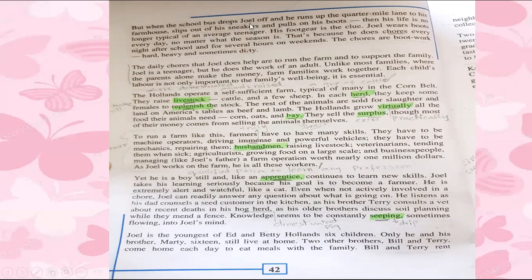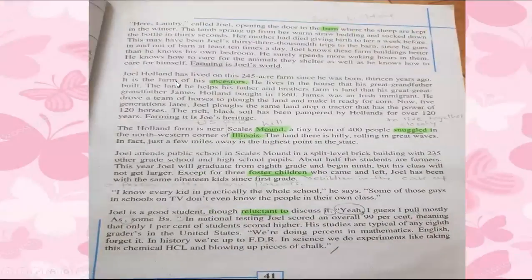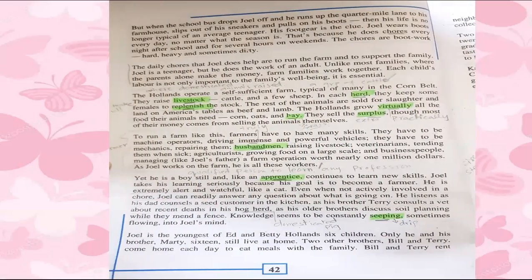Bus drops Joel off, and he runs up the quarter-mile lane to his farmhouse. See his excitement now. The author is explaining that the first part was when he used to go to school, but the second part is when he comes back home. So this is the second stage when he comes back home. But when the school bus drops Joel off and he runs up the quarter-mile lane to his farmhouse, slips out of his sneakers.